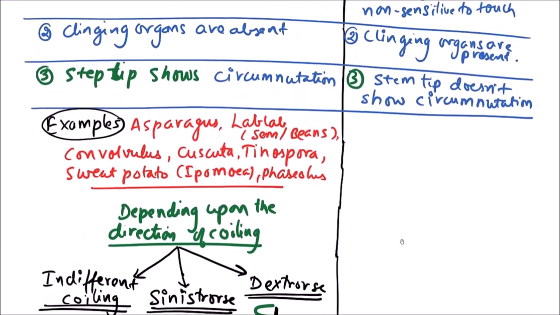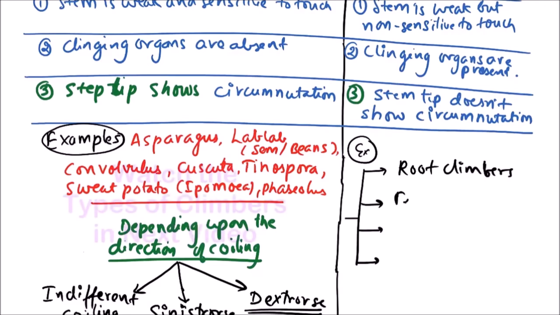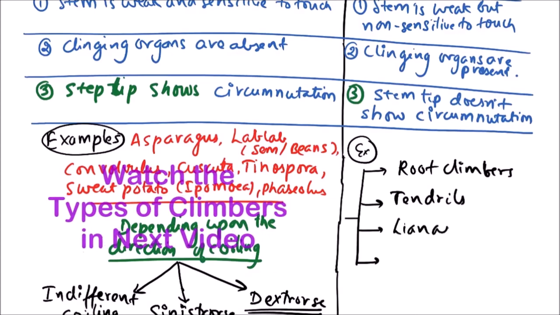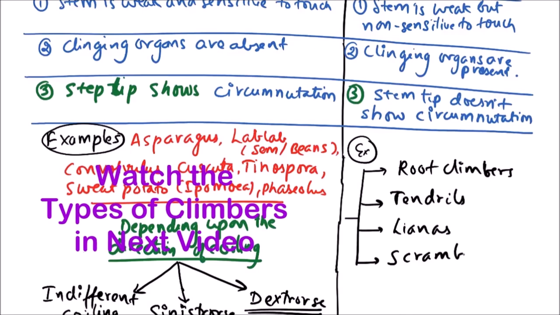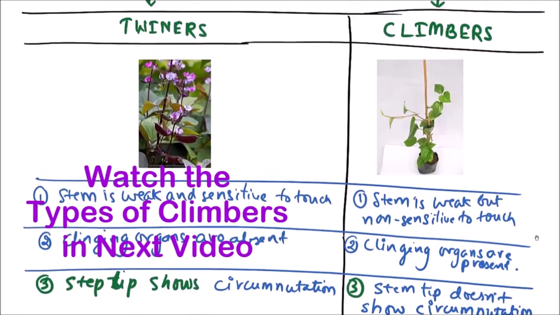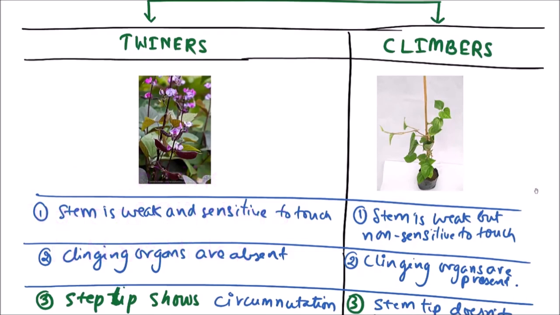Now, the examples of climbers. In climbers, there are four types. First, the climbers are classified into four types. That is root climbers, tendrils, lianas, and scramblers. So these are four types of climbers. So in next video, we'll discuss the types of climbers and their examples.